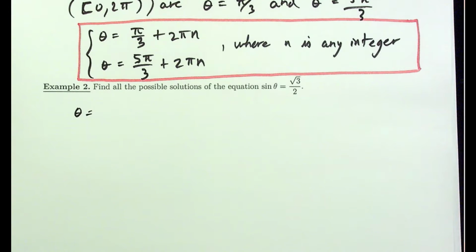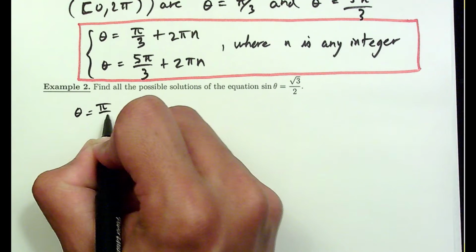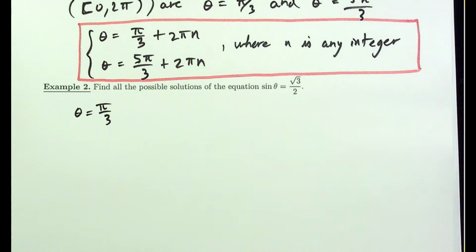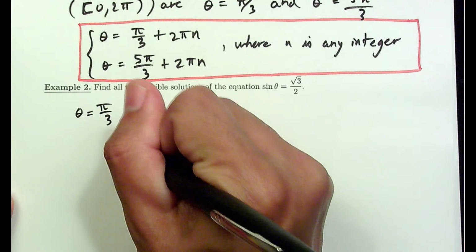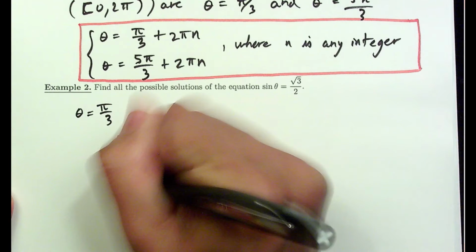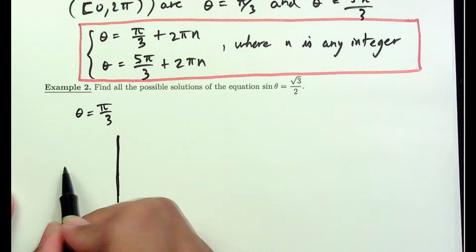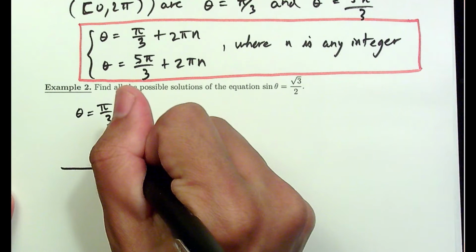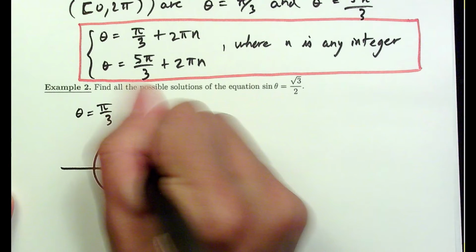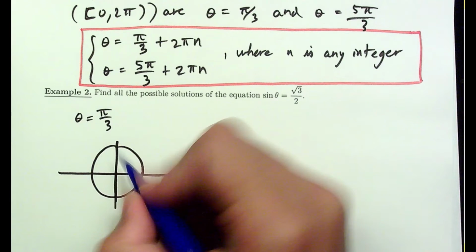It is pi over 3 again. Yes, pi over 3. Sine of pi over 3 equals square root of 3 over 2. Okay, now we found one. Let's find another one. Let's find all the solutions in the unit circle. So draw your unit circle. Draw pi over 3.